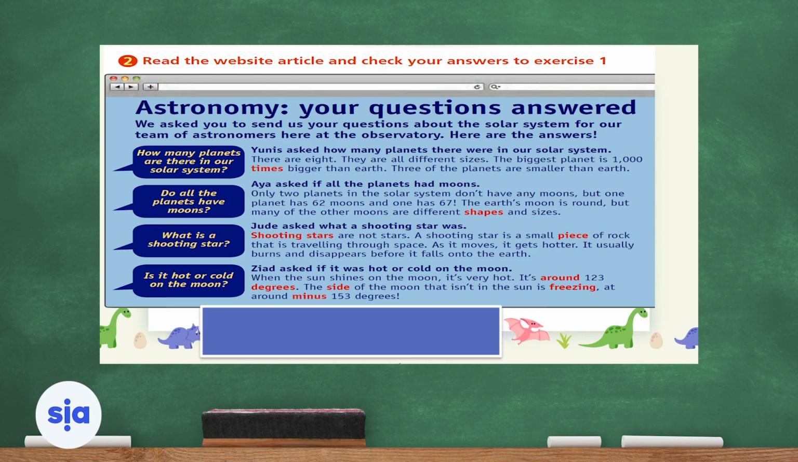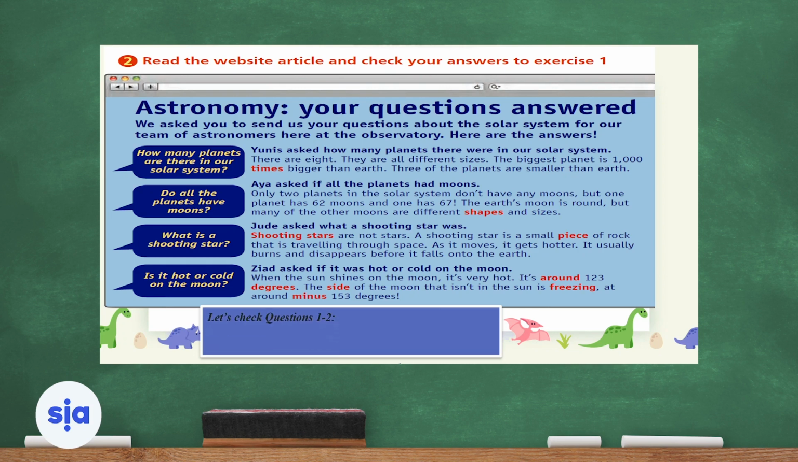And the last and final one was asked by Ziad. So Ziad asked if it was hot or cold on the moon. Now, guys, we have learned new vocabulary words that are highlighted in red. Let's go through them. The first one is times. The second one is shapes. The third one is shooting stars. The fourth is piece. The fifth is round. The sixth is degrees. The seventh is side. The eighth is freezing. And the ninth is minus.